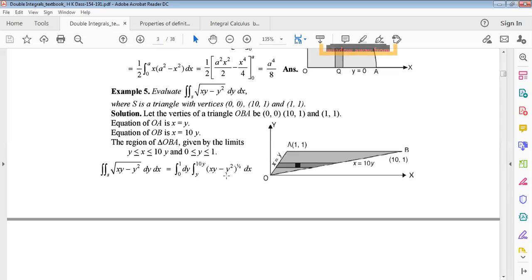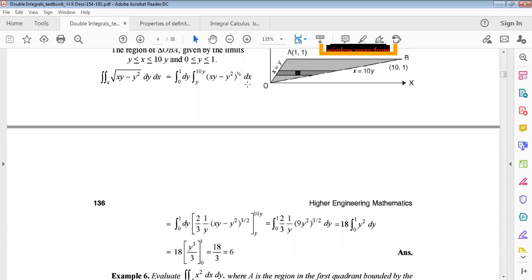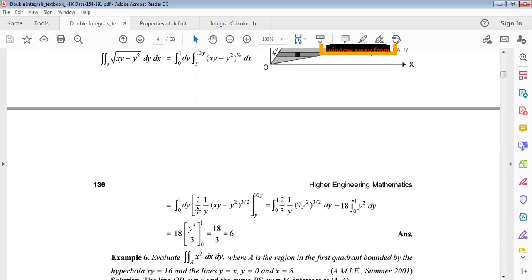This is the given function of two variables. Square root means to the power half. First we integrate with respect to x. Integration of xy minus y square, using the x to the power n formula, gives x to the power n plus 1 divided by n plus 1, then dividing by the coefficient of x, which is y, so 1 by y. Half plus 1 is 3 by 2, so the fraction changes to 2 by 3 after multiplication.